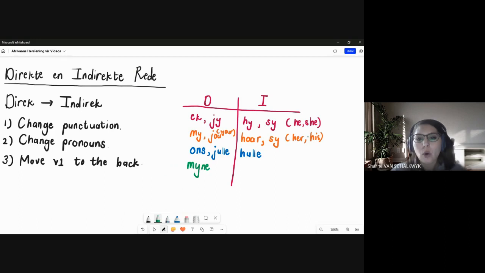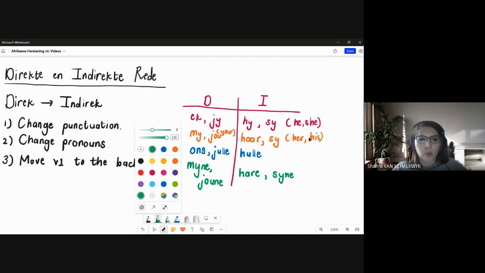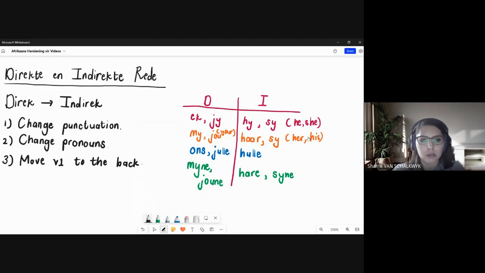Or yours. I like yours more than I like mine. Dan gaan dit wees joune. And that will change to hers or his as well. So dan sal dit wees hare of syne, depending on the gender in the picture. Right. So that is how we change pronouns, that number 2 that we had here in the examples.